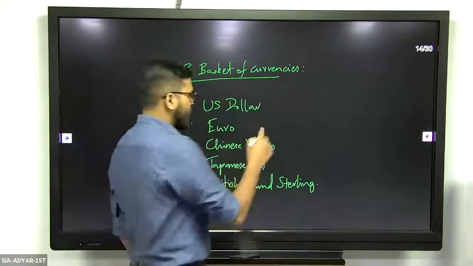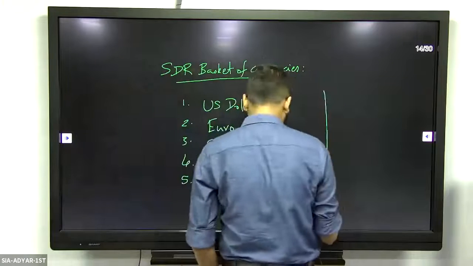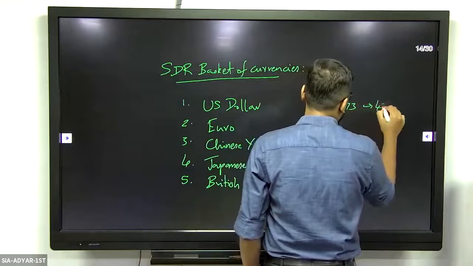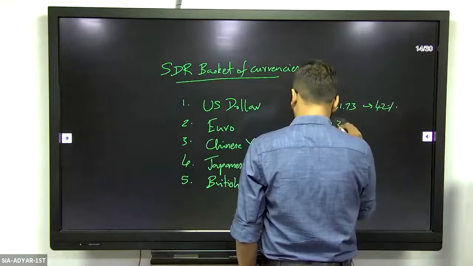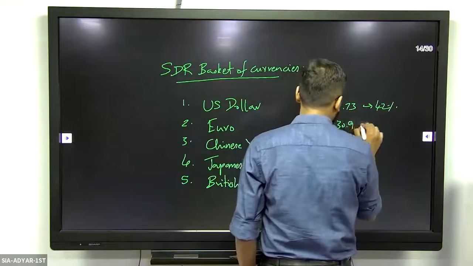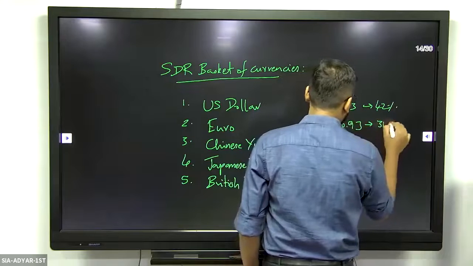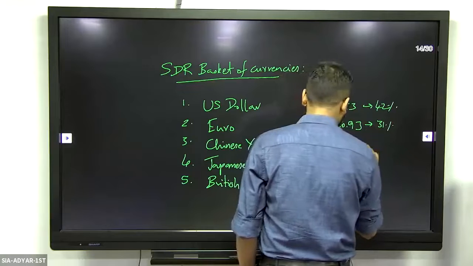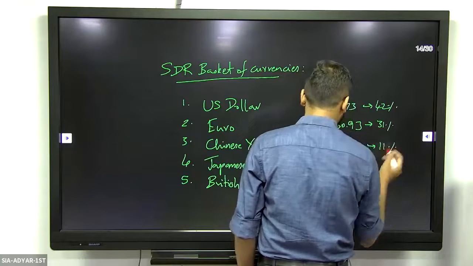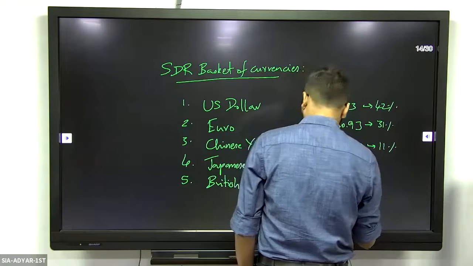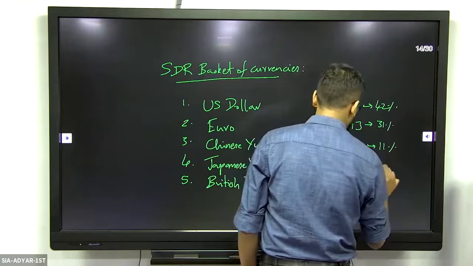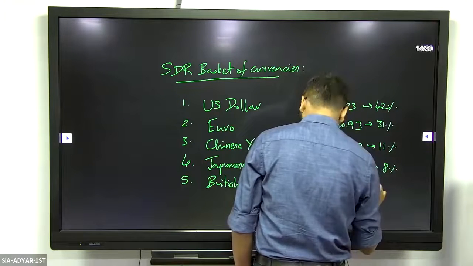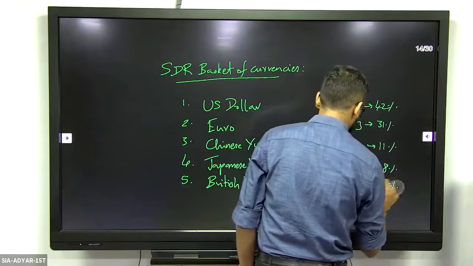These are not in the same weightage; they have different weightages as well. US dollar 41.73, which we can round off to 42%; euro 30.93, which we can round off to 31%; Chinese yuan 10.92, which we can round off to 11%; Japanese yen 8.33, which can round off to 8%; and pound sterling 8.09, which you can round off to 8%.